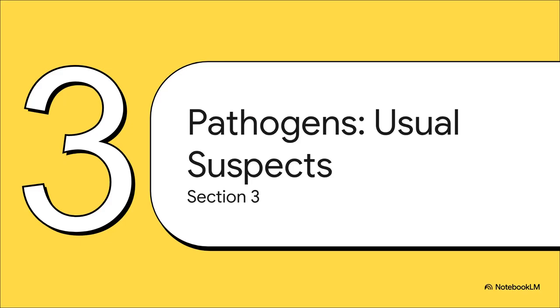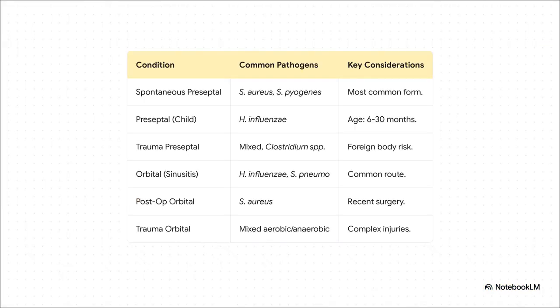So, Section 3, pathogens, the usual suspects. Since the cultures can be so tricky, we have to play the odds. We rely on knowing who the likely troublemakers are based on how the infection started. Let's meet them. Think of this table as your clinical roadmap. If you have a spontaneous preseptal case that just popped up, you're thinking about the common skin bugs, right? Your S. aureus, your S. pyogenes.